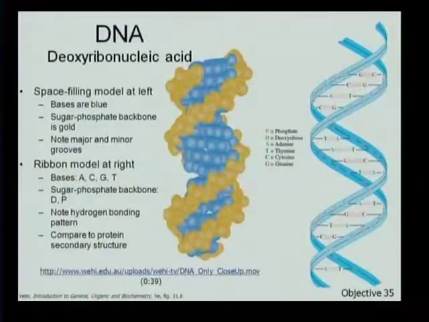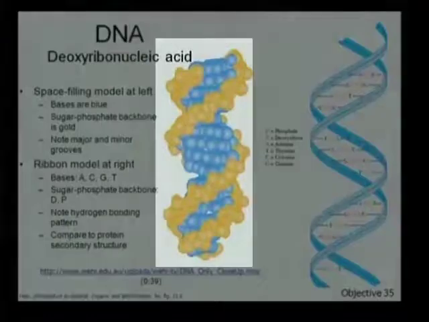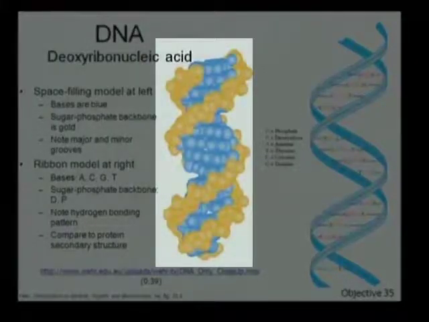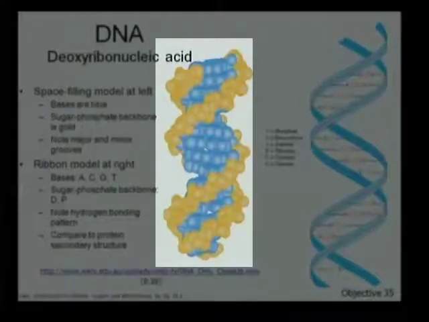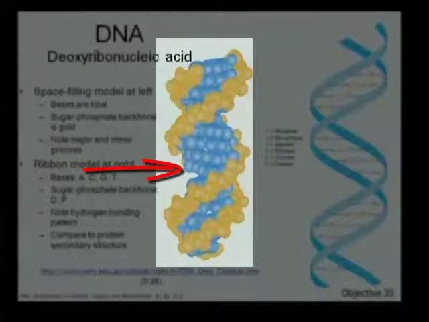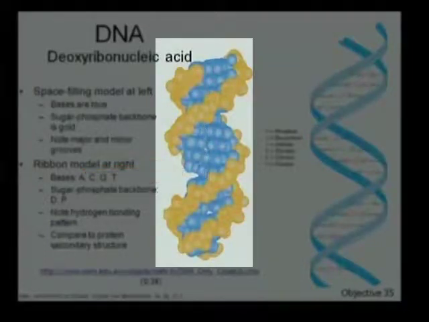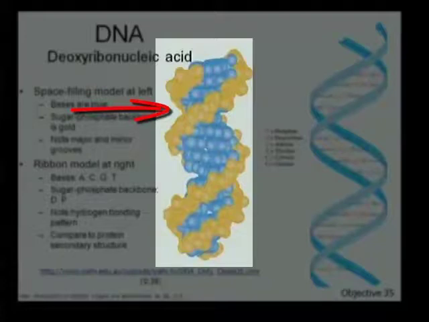A space-filling model of the DNA molecule is shown on the left-hand side. The bases here are blue. The sugar phosphate backbone is gold. And DNA has what we call major grooves, the wide space where these backbone strands are fairly far apart, and minor grooves, the narrow space where these backbone strands are fairly close together.